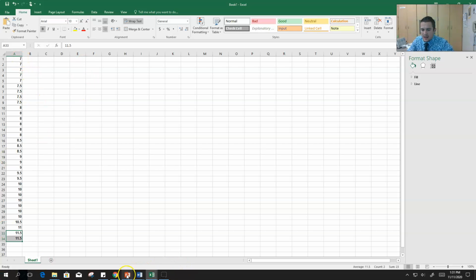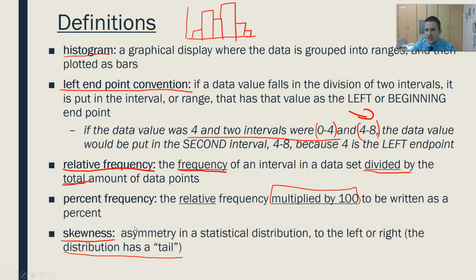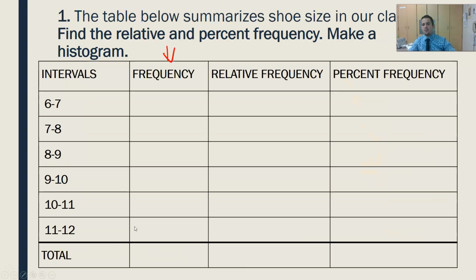So in my table here I have the intervals from 6 to 7, from 7 to 8, from 8 to 9. As you're looking at your guided notes, up above this table, you can reflect back to that definition of the left endpoint convention. So for example, if I have a shoe size of 7, which one of these intervals do I put it in? Well, I put it in this interval because 7 is the leftmost endpoint. 7 is the first number here. If I have a shoe size of 8, I'm going to put it in this interval. A shoe size of 9 in this interval, 10 in this interval, 11 in this interval, 6 in this interval, etc.